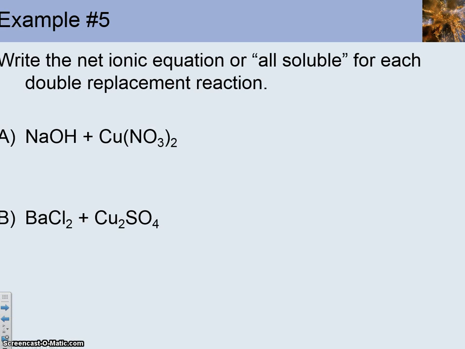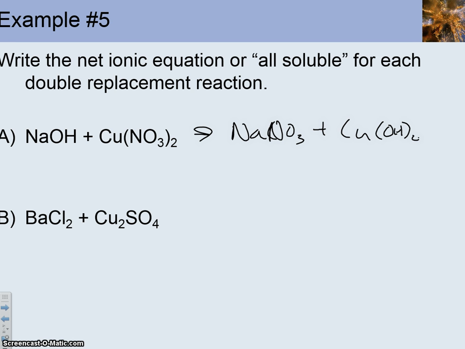So let's write the net ionic equation, or all soluble for each of the following double replacement reactions. So this is going to be sodium nitrate plus copper 2 hydroxide. And we know that there's going to be 2 hydroxides over here because the copper's got a +2 charge.